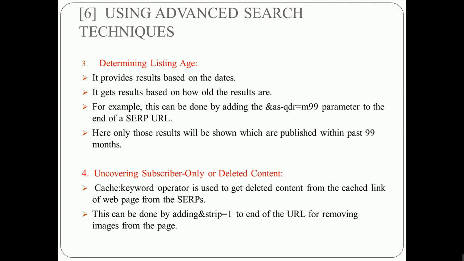Then this can be done by adding &strip=1 to the end of the URL for removing the images from the page. So if you want to remove a particular image from the past data content, you can use this, adding &strip=1 at the end of the URL.